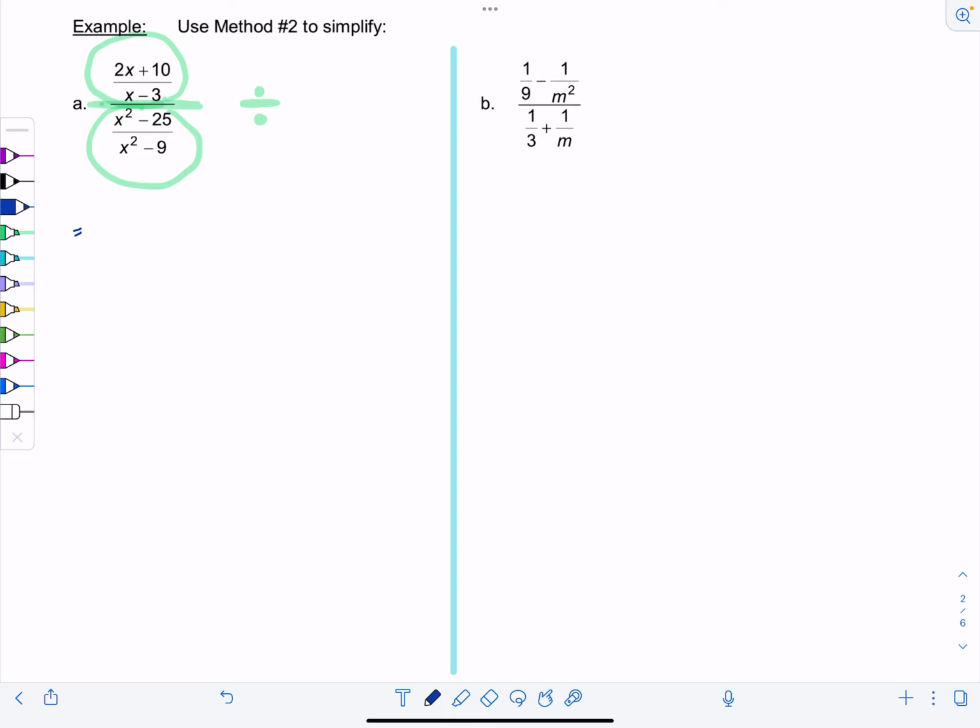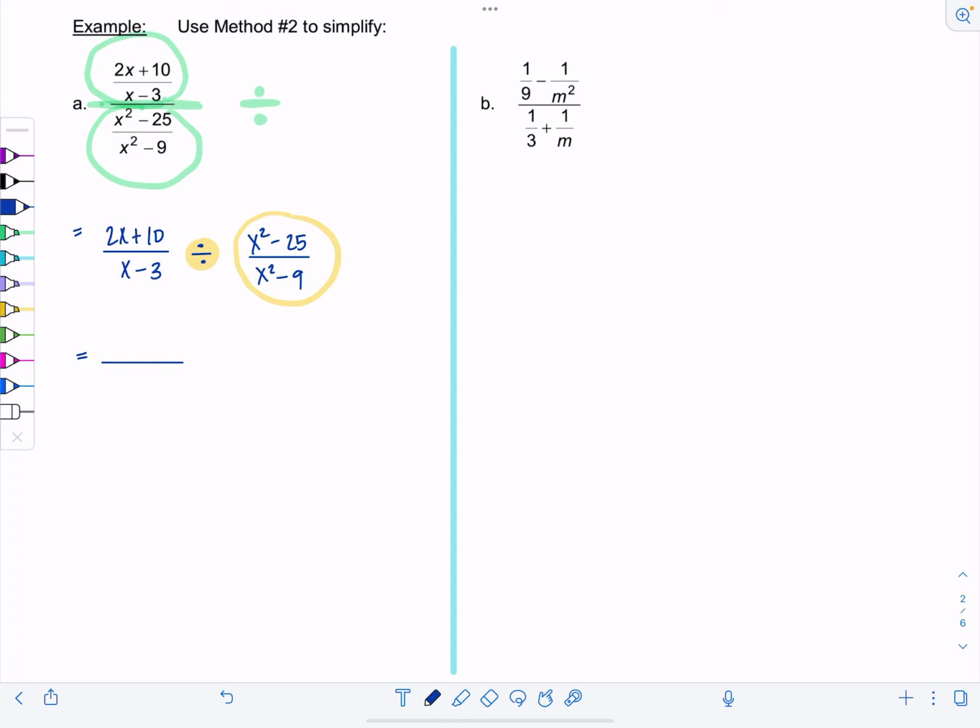Okay, so we have here 2x plus 10 over x minus 3, and then I'm going to write instead divided by x squared minus 25 over x squared minus 9. Good? Okay. Then the next step, remember, when we're dividing two fractions, you want to change the division to multiplication and then flip the second fraction, multiply by the reciprocal. And while we're doing that, I'm going to factor everything too, okay?